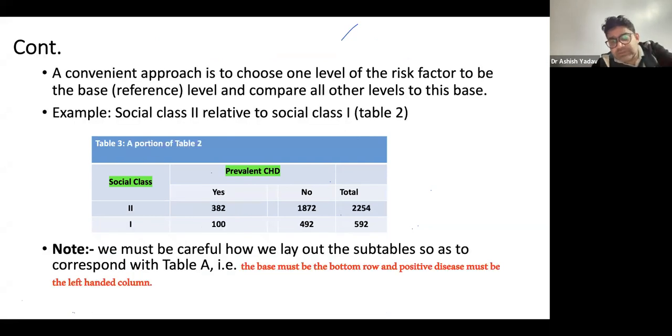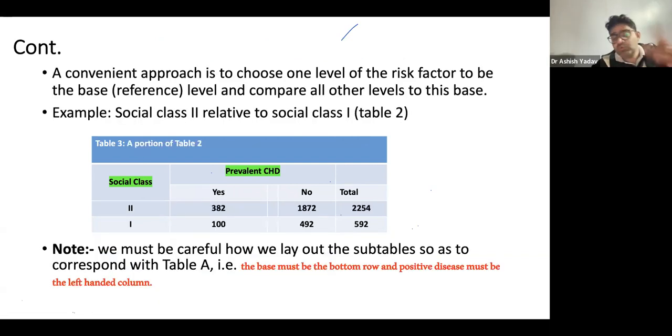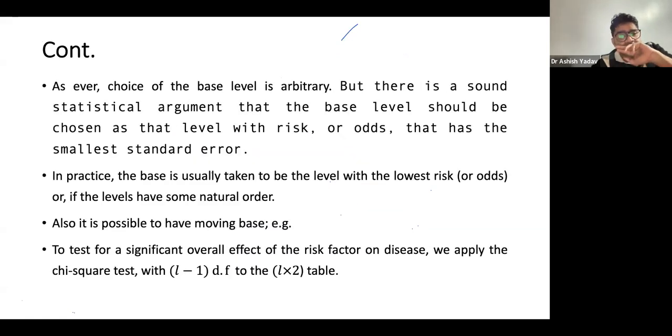This is just for 2 levels, 1 versus 2. One thing we can do, if there are several levels, is choose one as a baseline. Take social class classification: upper class compared to the second one, upper class compared to the third one, upper class compared to the fourth one, and upper class compared to the fifth one. This is a technique at 2 levels, but how we can do it simultaneously, we are going to see.